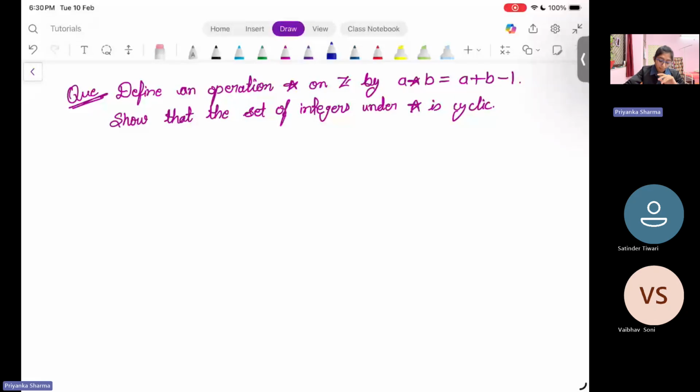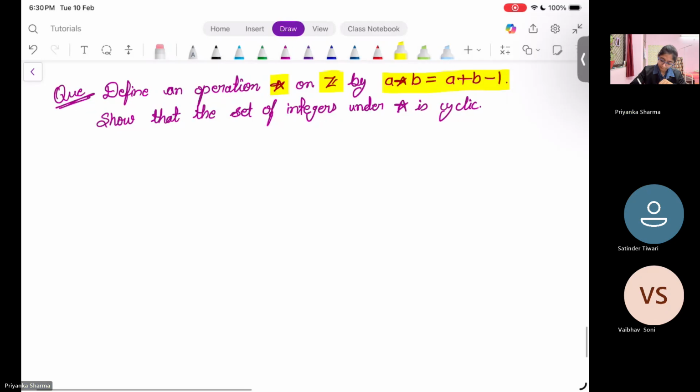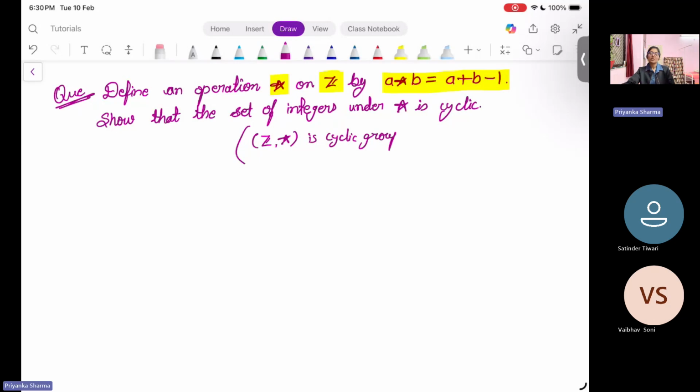So here we are taking the non-empty set as Z. This Z is a set which is claimed to be a group, and the binary operation star is defined by this rule: A star B is A plus B minus 1. Then we need to check that Z with star is a cyclic group. So this we need to discuss.